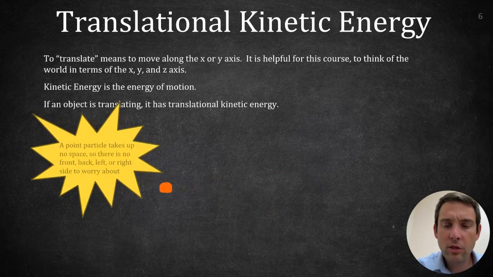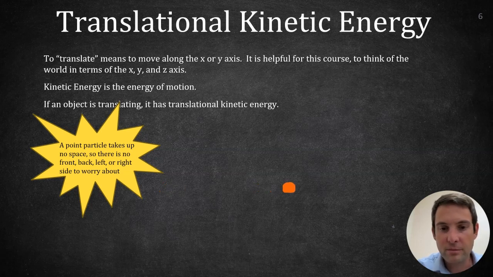When we look at the car moving along, that can be kind of difficult, so we're going to imagine that car being shrunk down to a point that doesn't take up any space. A point particle is what this is called, and that takes up no space, so there's no front, no back, no left, no right that we've got to worry about. Now we can just analyze the motion of that point particle.